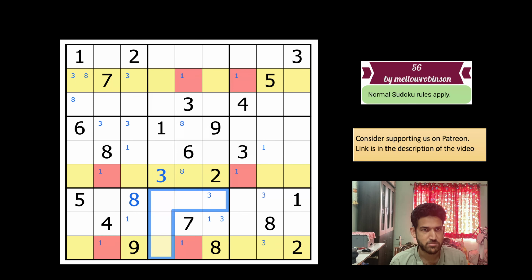And let us look at this box. Again, 1 has 2 options. It cannot be here, it cannot be here, so 1 has 2 options, these 2 cells. Similarly, 1 has 2 options, right? So now let us remove these yellow cells, right?